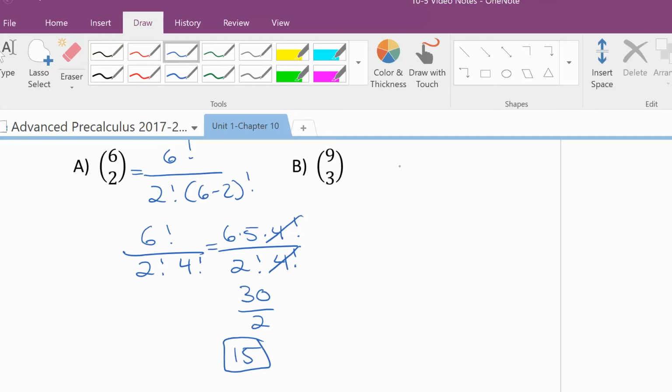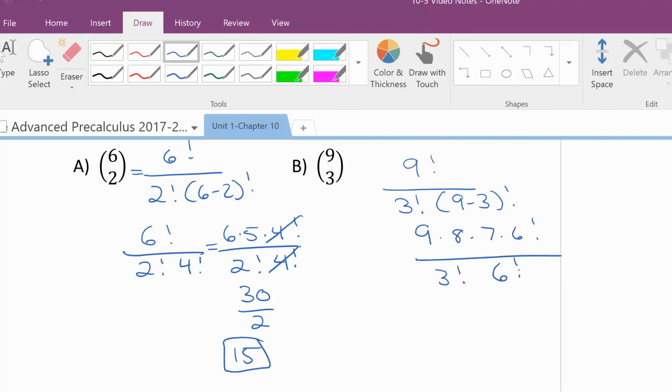For 9 choose 3, you have 9 factorial over 3 factorial times 9 minus 3 factorial. So that's 9 times 8 times 7 times 6 factorial over 3 factorial 6 factorial. Notice the 6 factorials cancel. 9 times 8 times 7 gives you 504 divided by 6, because 3 factorial, and that gives you 84. So that would be the coefficient that goes with that term.